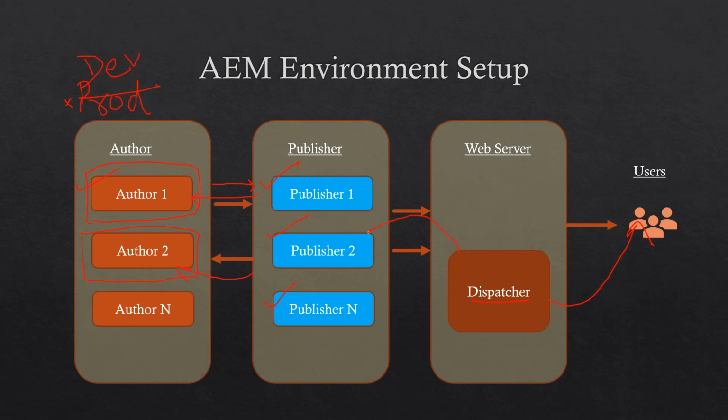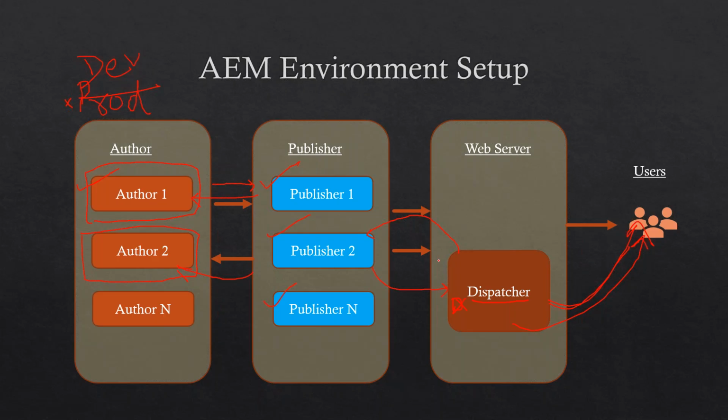It will ask for the data. Then the publisher will provide the data to the dispatcher. According to the caching rules, the dispatcher will decide whether it has to cache the data or not. If it has to cache the data, it will cache it and then share it with the end user. If caching is not allowed, then it will directly share it with the end user.